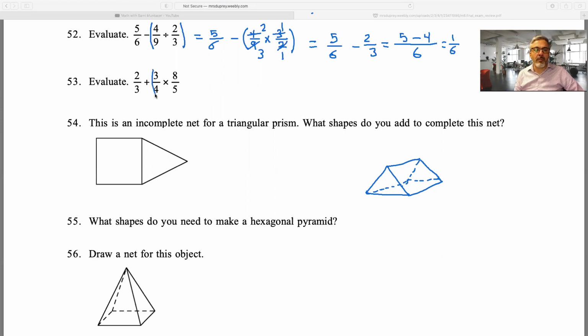Now here, multiplication has to be done first. And I could just work from here. So I could reduce. The 4 goes into itself once. It goes into 8 twice. Now I have 2/3 plus, that's 3 times 2 is 6. 1 times 5 is 5. So 2/3 times 6/5.